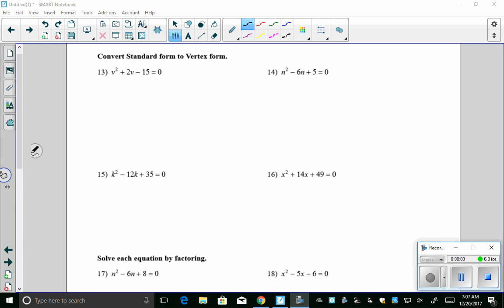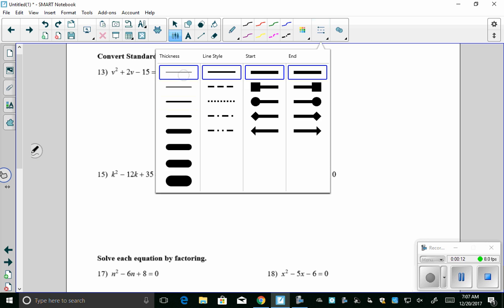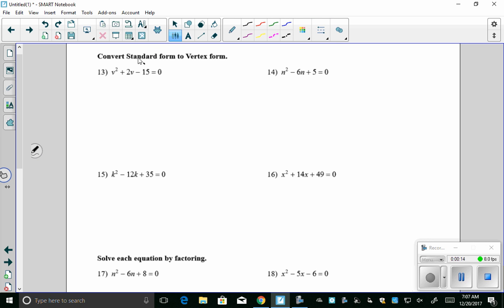The next topic that we're going to be talking about is converting standard form to vertex form. When we're converting from standard to vertex form, the first thing that you want to do is factor out the number that is in front of v squared. Well, because v squared is 1, I don't have to do that on this step. So then I have to put parentheses around the v squared and the 2v.